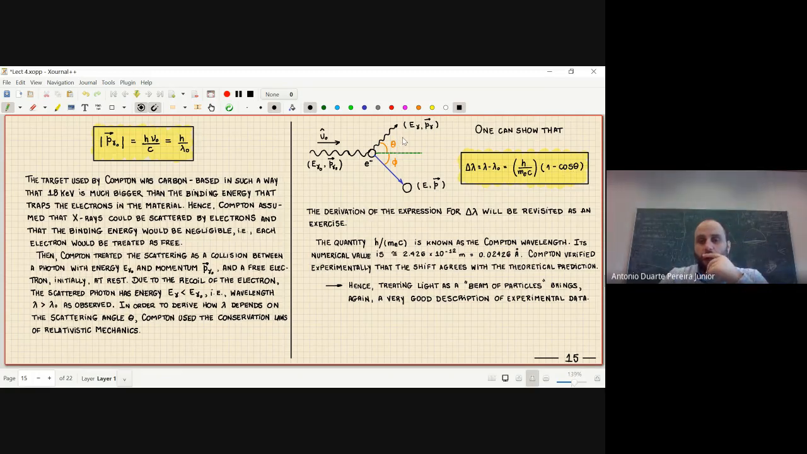Okay, is theta measured in radians? It doesn't matter. You can put the angle in whatever way you prefer. Okay.